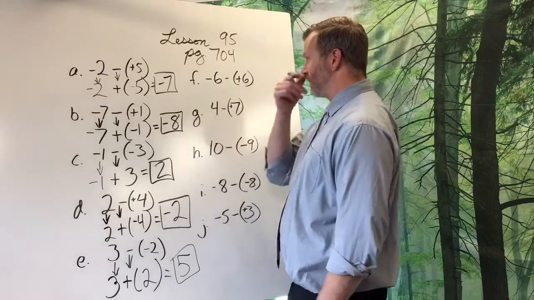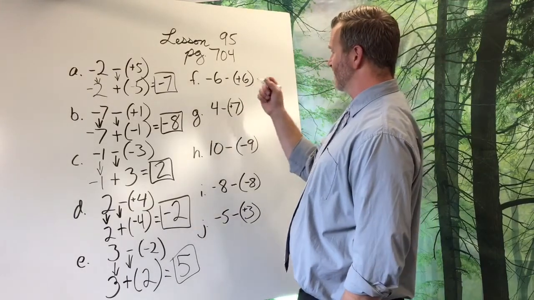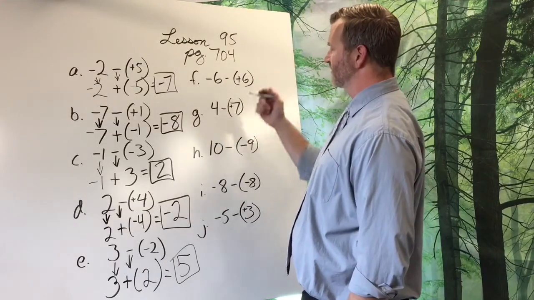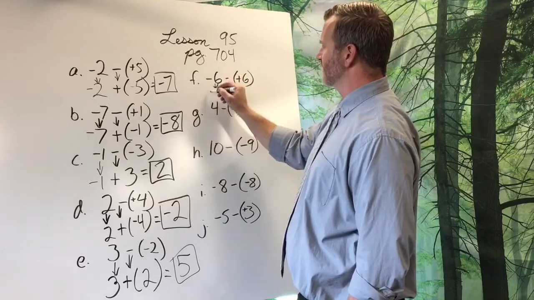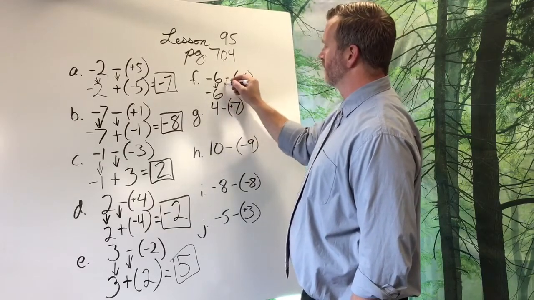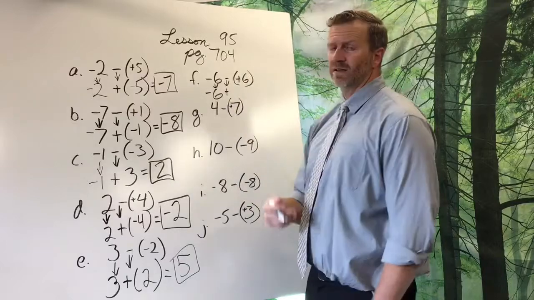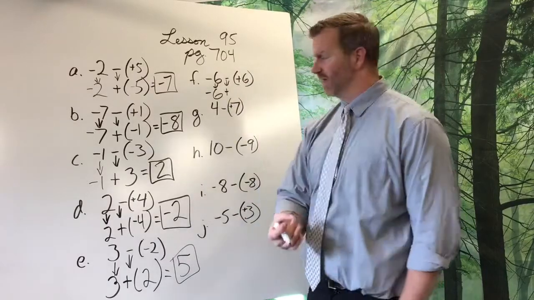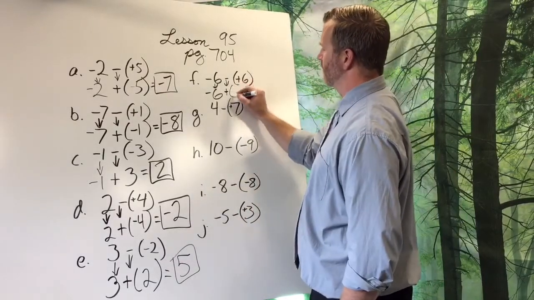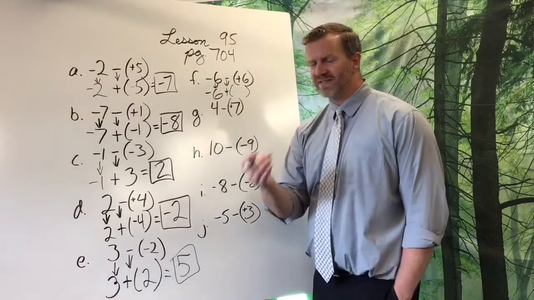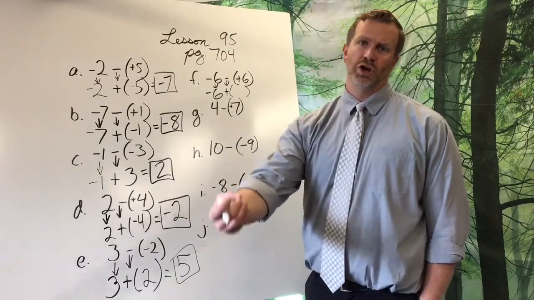All right, let's jump up here. Let's check out F. We got negative 6 minus a positive 6. So remember that negative 6 just comes right down. We're going to come down here with our plus sign, or our minus sign is going to become a plus sign, addition sign. And then remember, that's going to change our positive 6 to the opposite number.